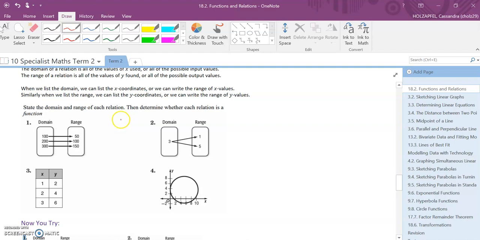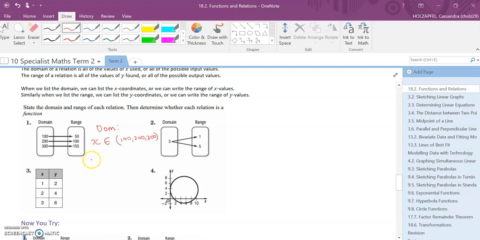Now for a function, remember, we do our karate chop test, and we work out if it passes. So if it passes, it only crosses once. If it fails, if it crosses multiple times, it's not going to be a function. All right, so for this one, let's state the domain. The domain, remember, is just simply going to be all of the x values. Now for this one, they've given us some points, so we can just say x is an element of 100, 200, 300.